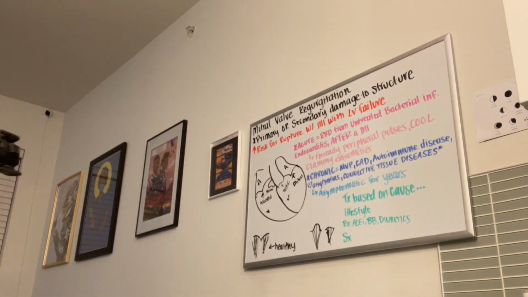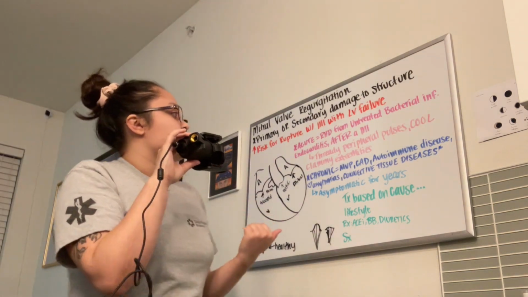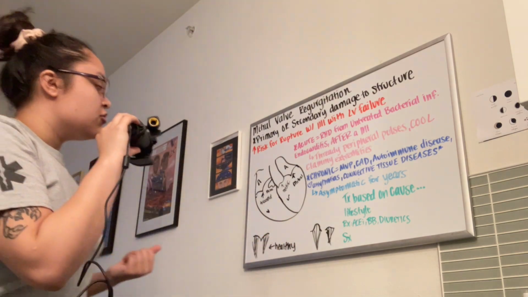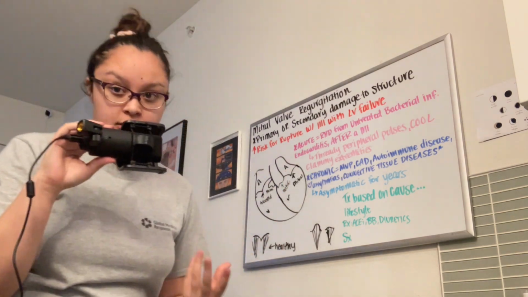What are some signs and symptoms that we may see with an acute mitral valve regurgitation? Weak peripheral pulses, cool and clammy extremities, right? Okay, moving on. Now we have chronic. Chronic is not sudden.